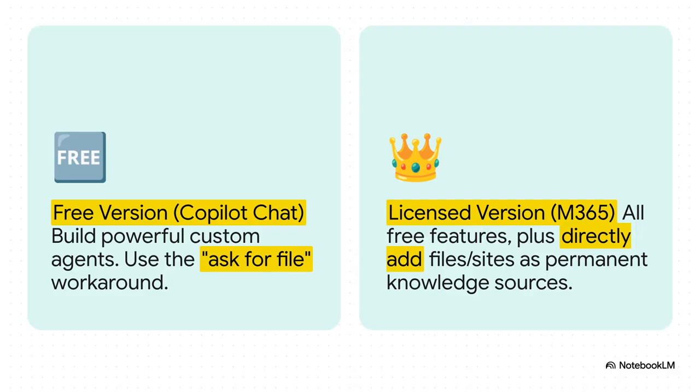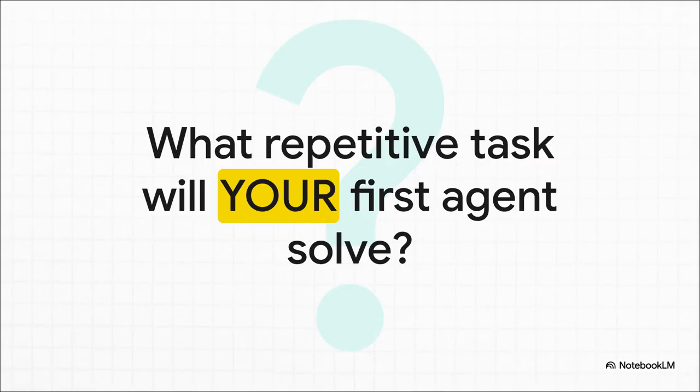So let's get right down to it. The most important point is this. With our little Ask for Files workaround, the free version is ridiculously capable. The main, and I mean main, advantage of the full licensed version is that you can add files and websites as permanent knowledge sources. That just means the agent always has that context without you having to upload it every single time you chat.